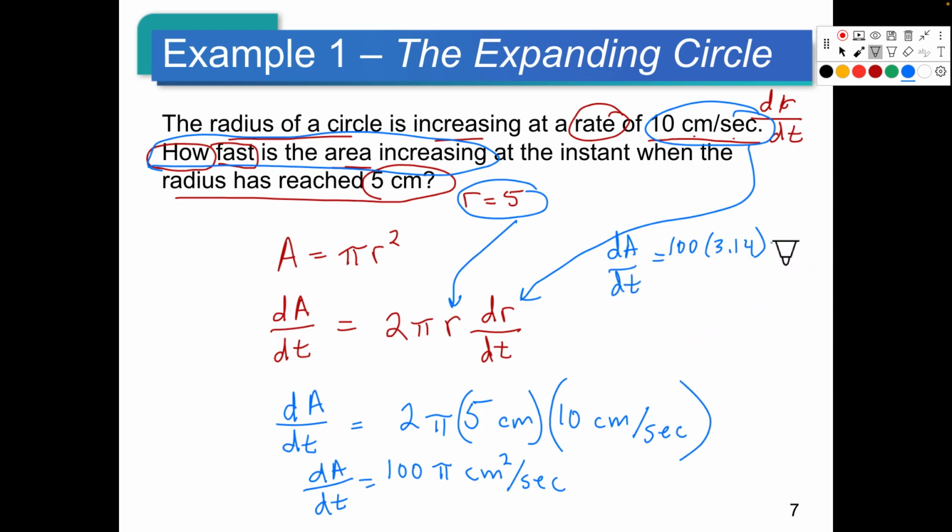our final answer would be 314 centimeters squared per second. Now it feels a little bit better, okay, 314 centimeters squared per second. Okay, that's our final answer, because that's the question: how fast is the area increasing? That's it right there.